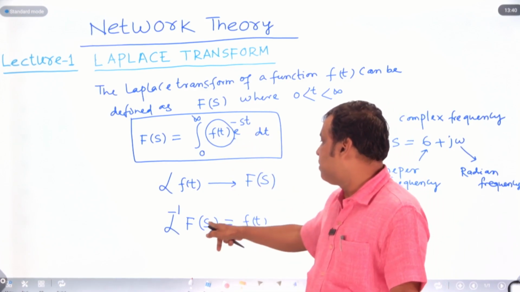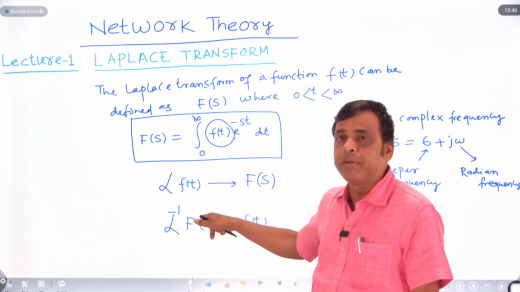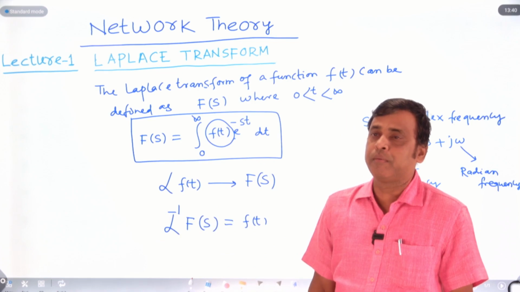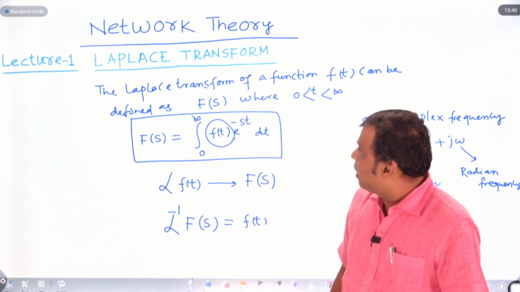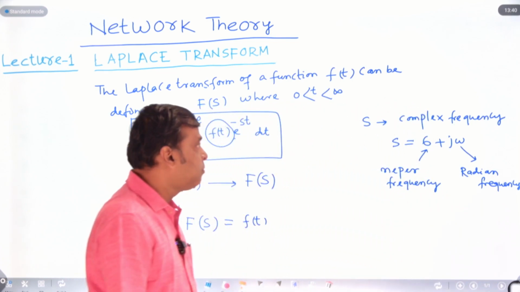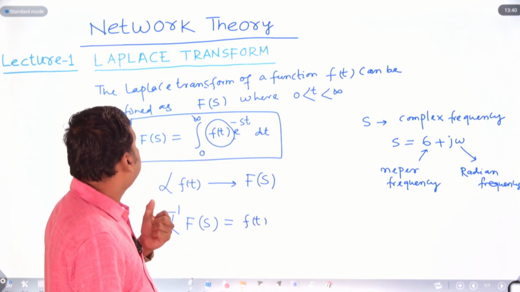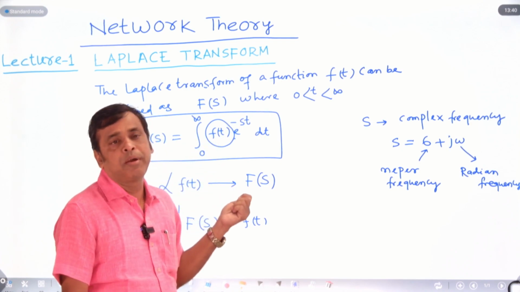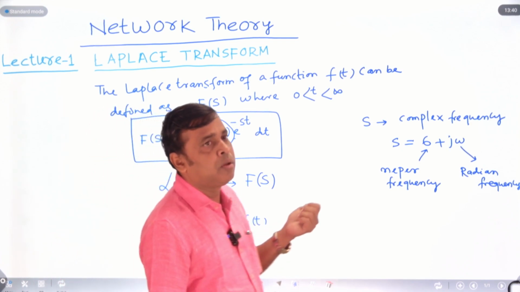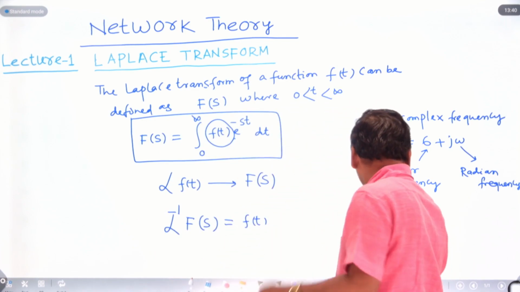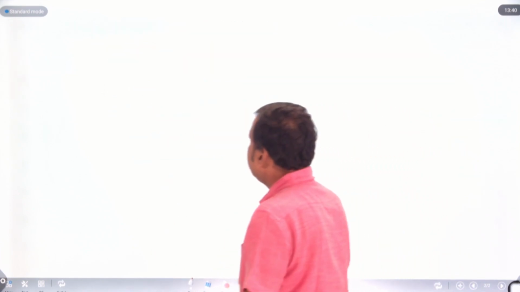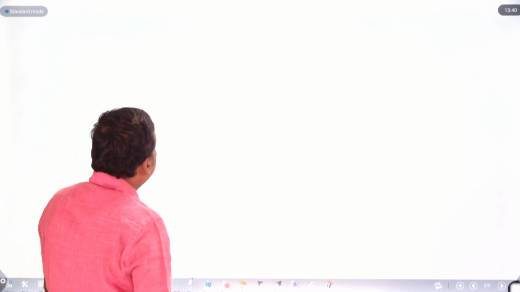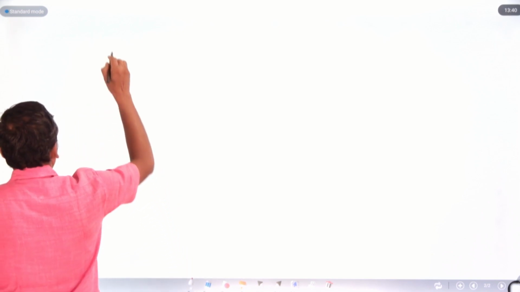But if F(s), the frequency domain function, is given, we can convert it into the time domain by means of the inverse Laplace transform. So let us now do some basic formulas using this formula, F(s) equal to the integral of f(t) e to the minus st dt. We have to find the Laplace transforms of some basic functions.